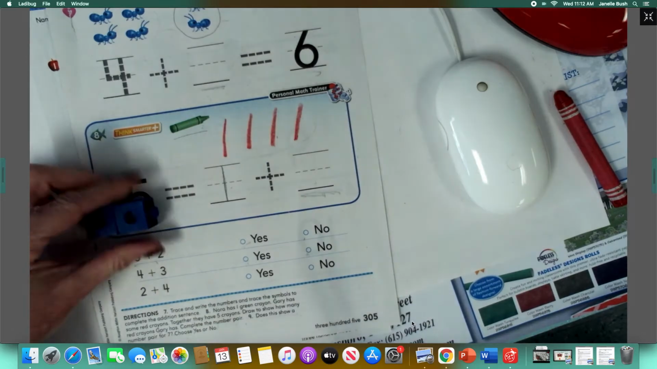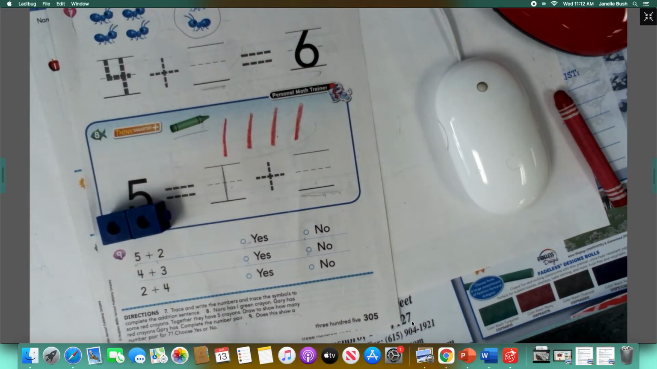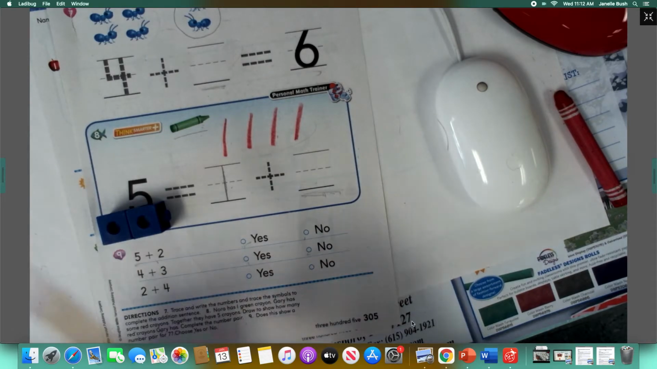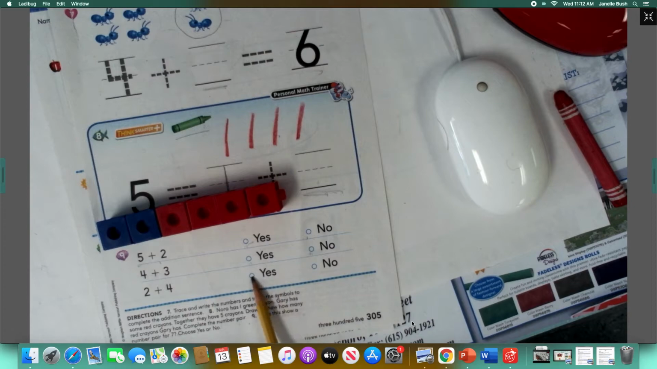All right, down at the bottom we have 2 plus 4. So, I'm going to have 2 blue cubes. And I'm going to do 4 red cubes. So does 2 plus 4 equal 7? Let's count. 1, 2, 3, 4, 5, 6. So if 2 plus 4 equals 7, fill in that bubble for yes or fill in that bubble for no. Does this equal 7? Yes or no?